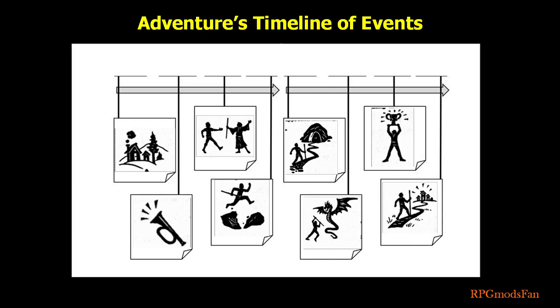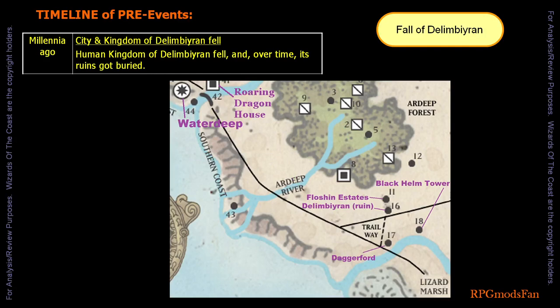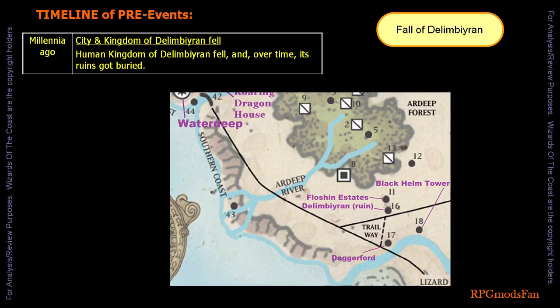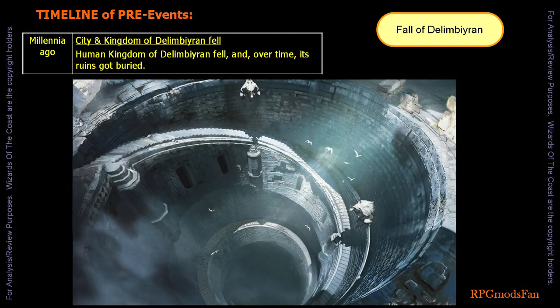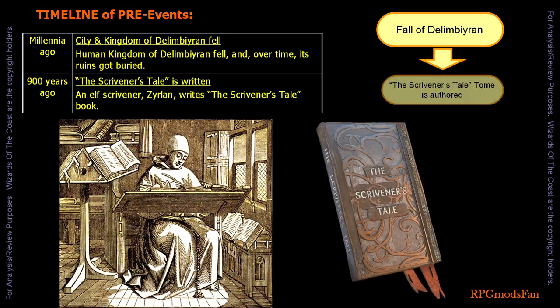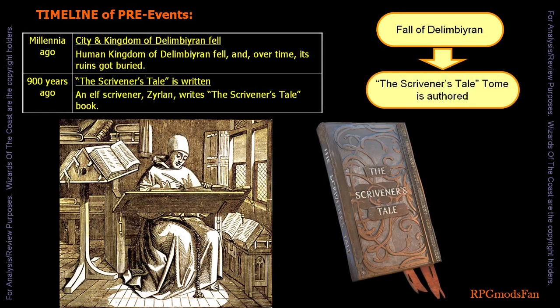of the adventure. Almost a millennium ago, the human kingdom of Delumbyron fell. Its borders once stretched from Daggerford to the outskirts of Waterdeep. Over time, its ruins became buried, including its fabled library, once known as the Haven of the Red Quill. 900 years ago, an elf scribe named Zerlan writes the Scrivener's Tale book.